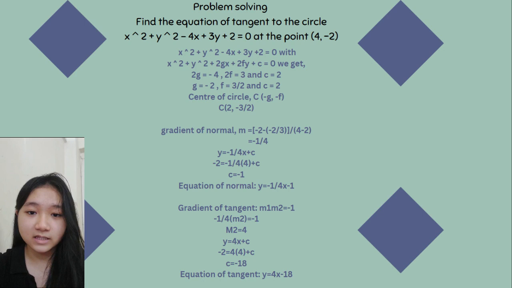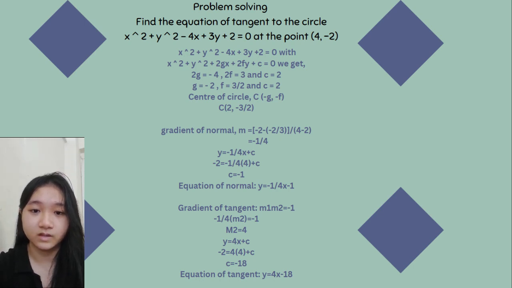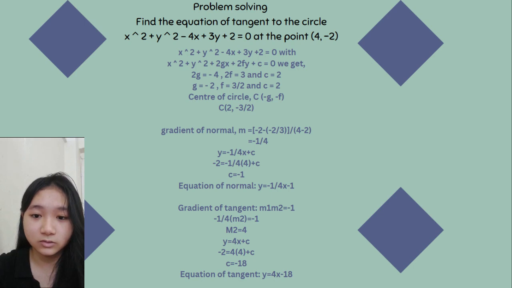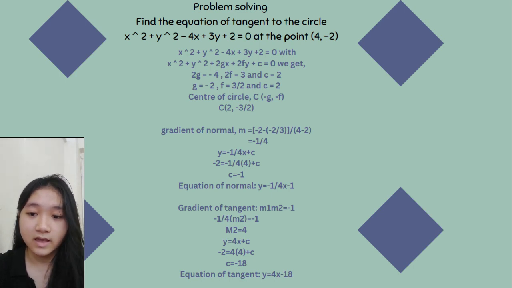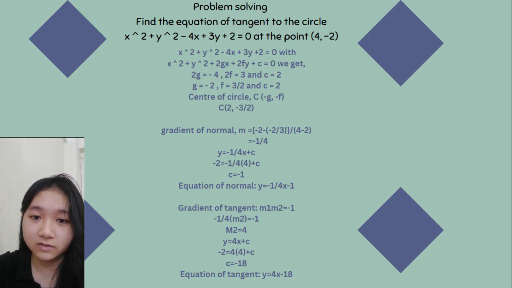Next, we will find the center of the circle by using negative g and negative f. We will get the center of the circle with coordinates (2, negative 3 over 2). Next, we will find the gradient of the normal. To find the gradient of the normal, we are using the formula m equals to y2 minus y1 over x2 minus x1. Then we substitute the center point (2, negative 3 over 2) and the point given in the question (4, negative 2). Then we will get the gradient of the normal is equal to negative 1 over 4.